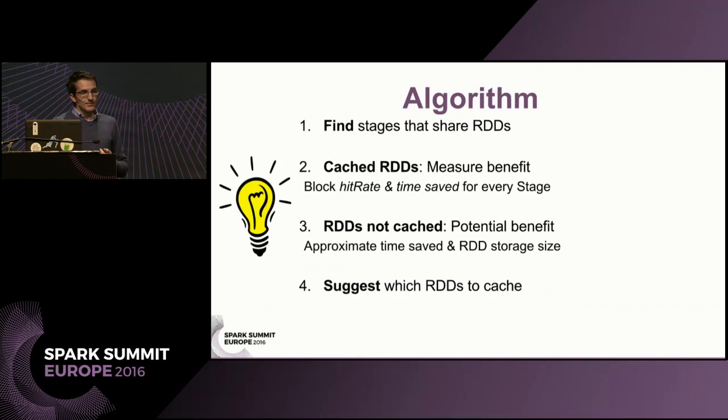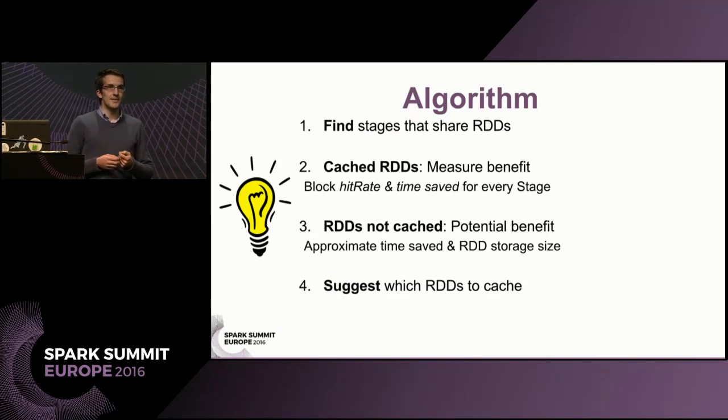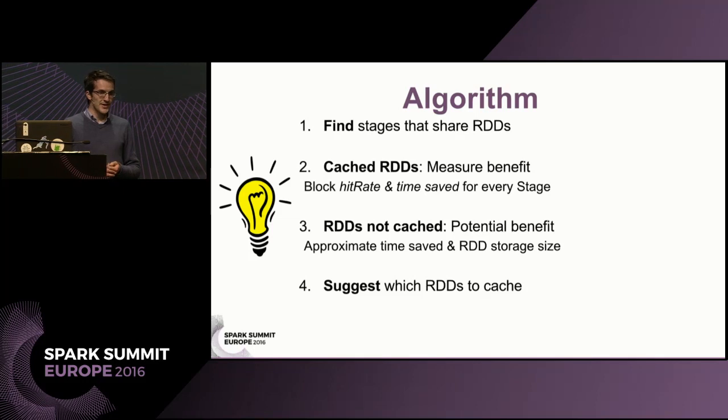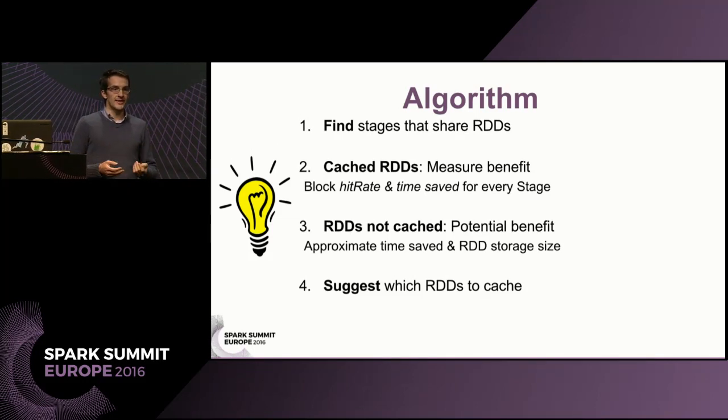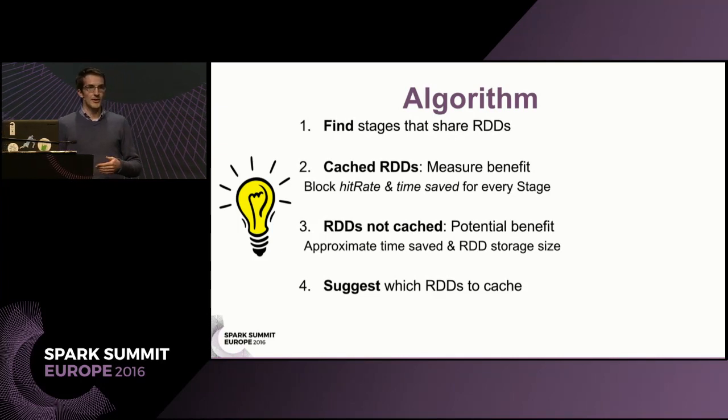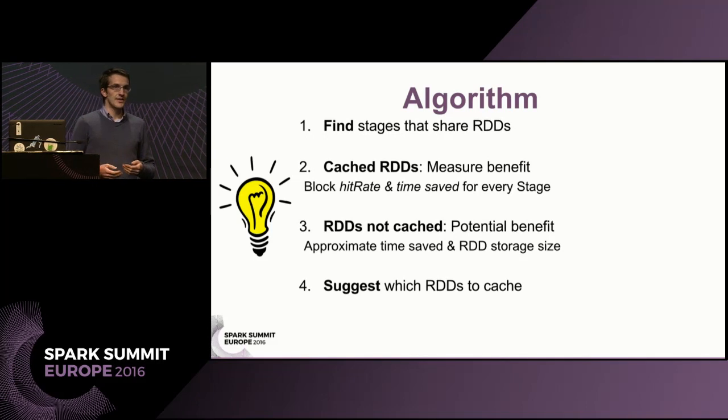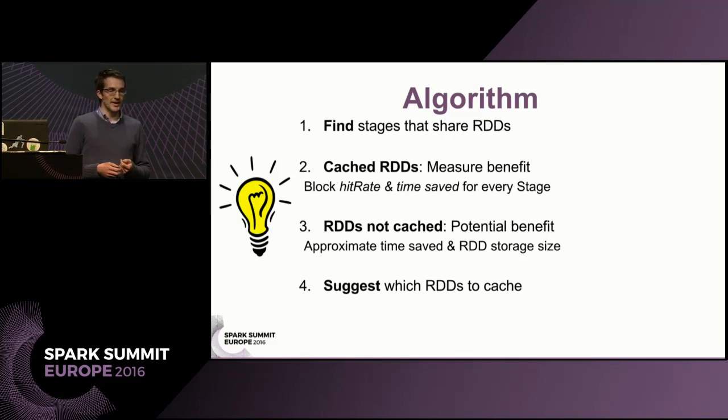At Unravel, we work on performance, finding bottlenecks, but also providing immediate feedback for DevOps so that they can speed up the performance of their applications. So we designed an algorithm which can automatically figure out which RDDs are beneficial to cache, and essentially provide very concrete hints that can be used to tune the application.